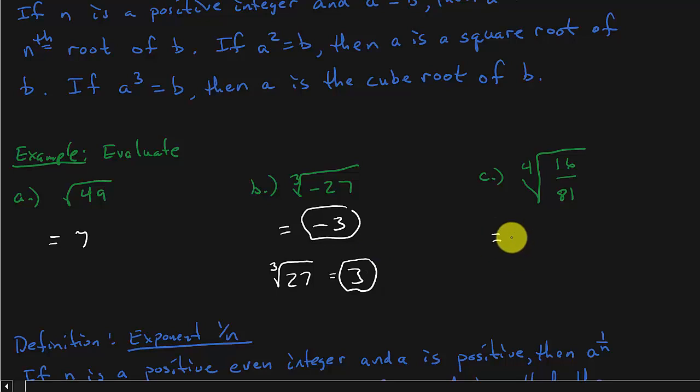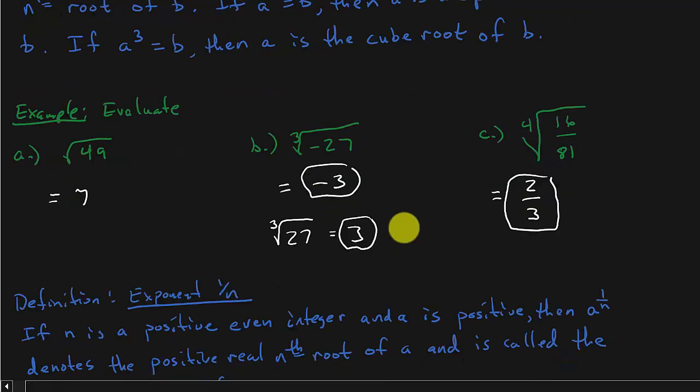Now, what about this one? The fourth root of 16 over 81. Instead of asking what number I can raise to the fourth power to give me 16 over 81, just do them individually. What number can I raise to the fourth power to give me 16? That would be 2, because 2 to the fourth is 16. And then over that, what number can I raise to the fourth power to get 81? That's 3, because 3 to the fourth is 81. So this answer would be 2/3.